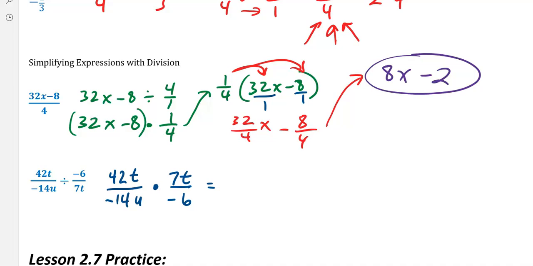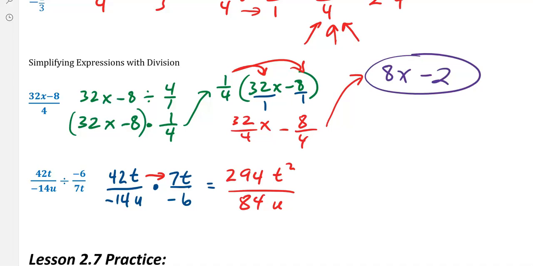Okay? And now we just multiply straight across. 42t times 7t. What is 42 times 7? 294. t squared, because we're multiplying t and t. And negative 14u times negative 6. Well, 14 times 6 is 84. And there's only one u there, so it just stays a u. And negative times negative is positive, so we're all good. That's where we're at.